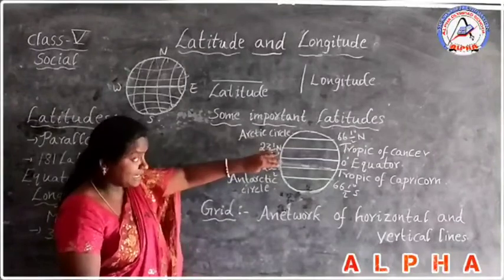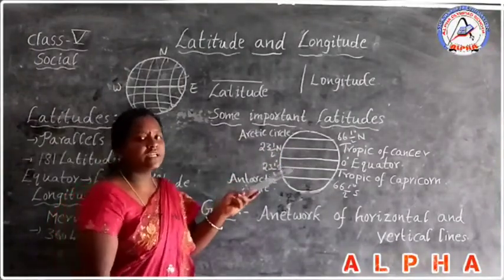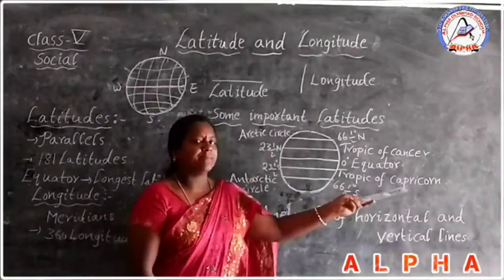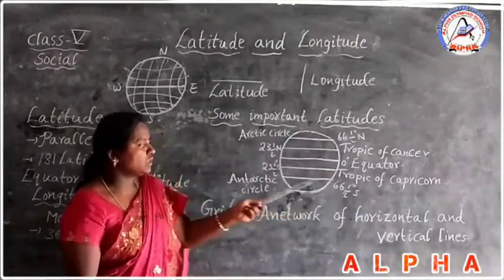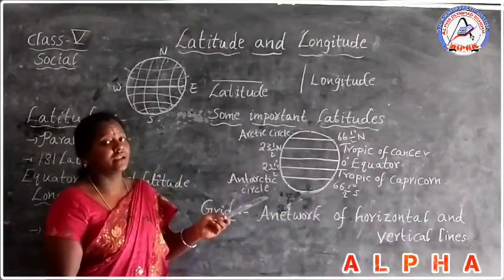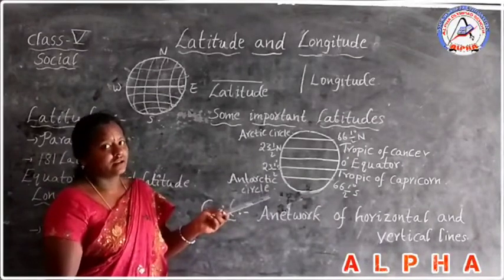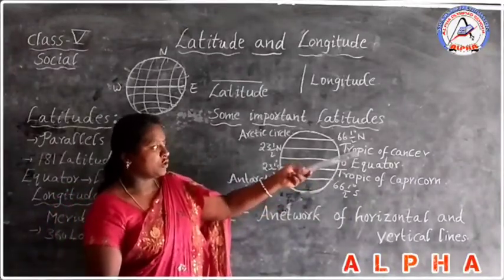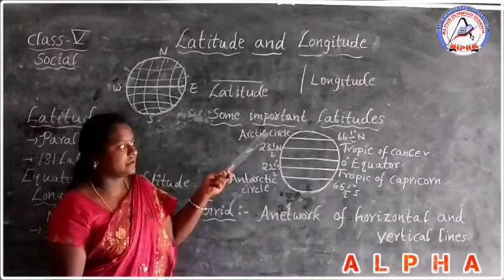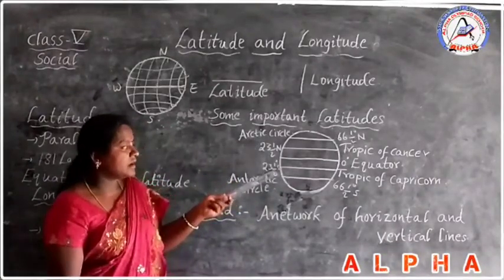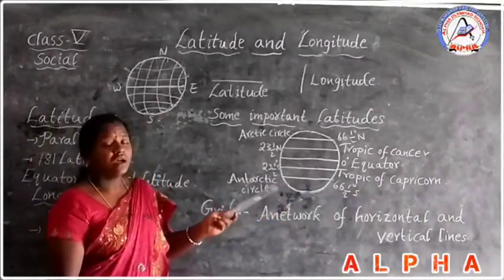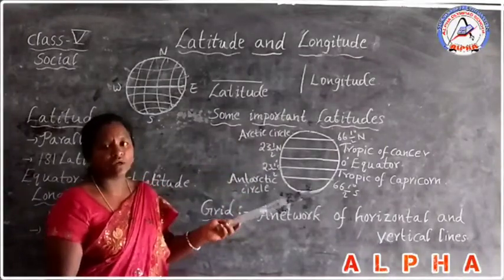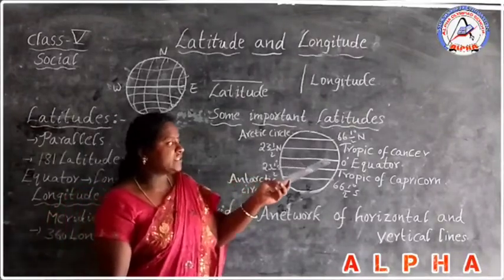Next, in the southern hemisphere, 23 and a half degrees south latitude is called the Tropic of Capricorn, and 66 and a half degrees south is the Antarctic Circle. These are the five important latitudes: equator, Tropic of Cancer, Arctic Circle, Tropic of Capricorn, and Antarctic Circle. What is the longest latitude? Equator.